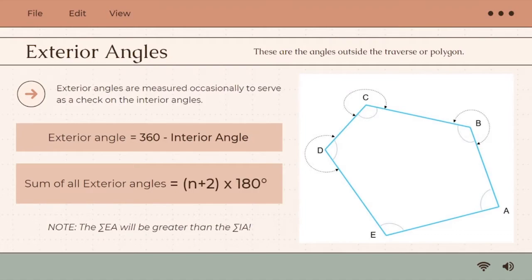Also, using this relationship, we can determine the exterior angle by subtracting the interior angle from 360 degrees. We can also determine the summation of the exterior angles by using the formula n plus 2 times 180 degrees. Remember, in the summation of interior angles, the formula was n minus 2 times 180 degrees. But in the case of exterior angles, instead of minus, we now have n plus 2 times 180 degrees. Take note that the summation of all exterior angles from this formula will be greater than the summation of all the interior angles.